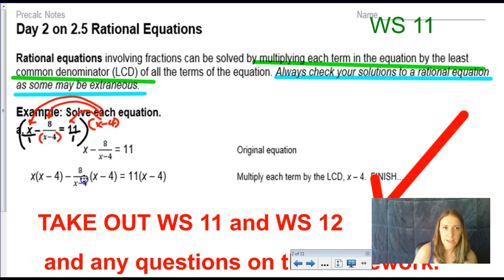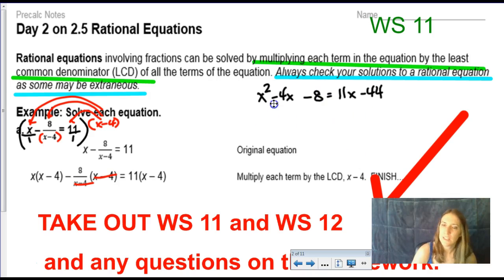You're going to recognize that on this middle term, the x minus 4s are going to cancel each other, and you're going to end up with a way less exciting algebra equation. Let's go ahead and finish solving this. The distribution here produces a quadratic, x squared minus 4x, and then a minus 8 for the next term, and then 11x minus 44. So we still have a quadratic equation that we have to solve.